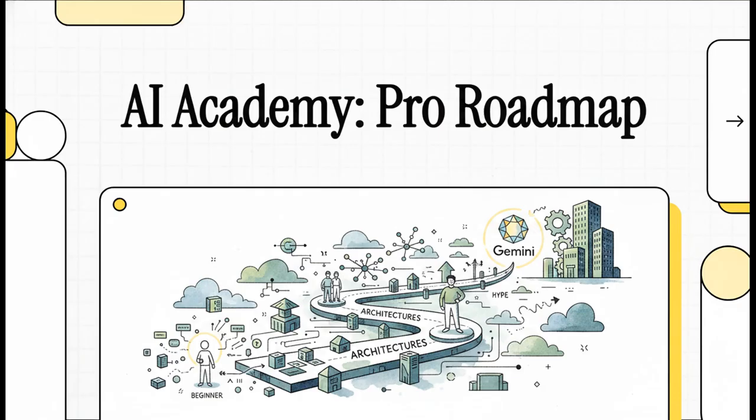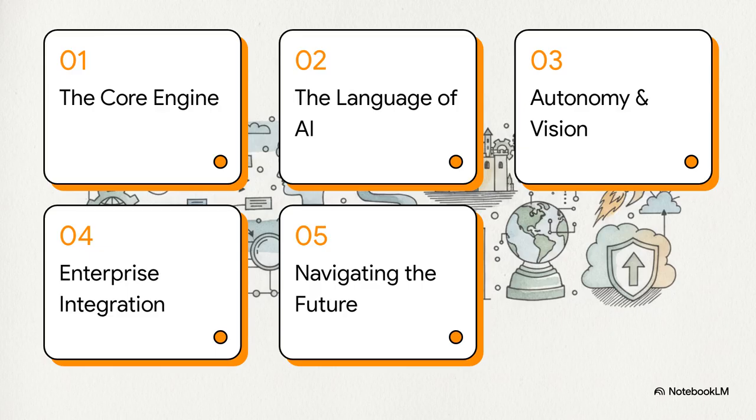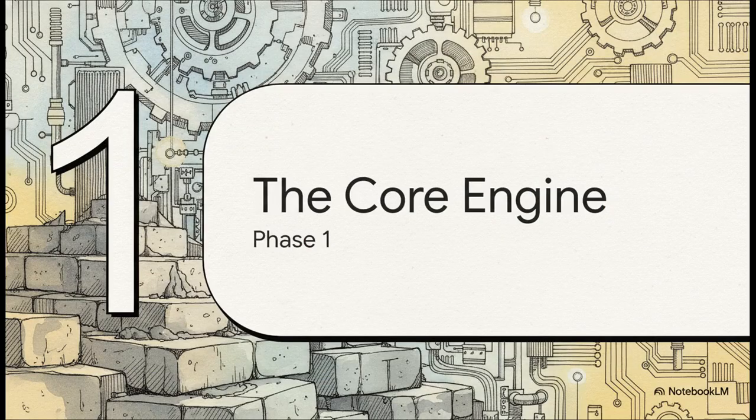We're going to completely strip away the hype, ignore all those flashy buzzwords, and look directly at the actual architectures, the frameworks, and the workflows you absolutely need to know to lead an intelligent enterprise. So here's our roadmap for the journey. We'll kick things off with Phase 1, understanding the core engine. Then we'll move through the language of AI, giving AI autonomy and vision, integrating the enterprise, and finally, navigating the future. All right, let's jump straight into Phase 1, understanding the core engine.